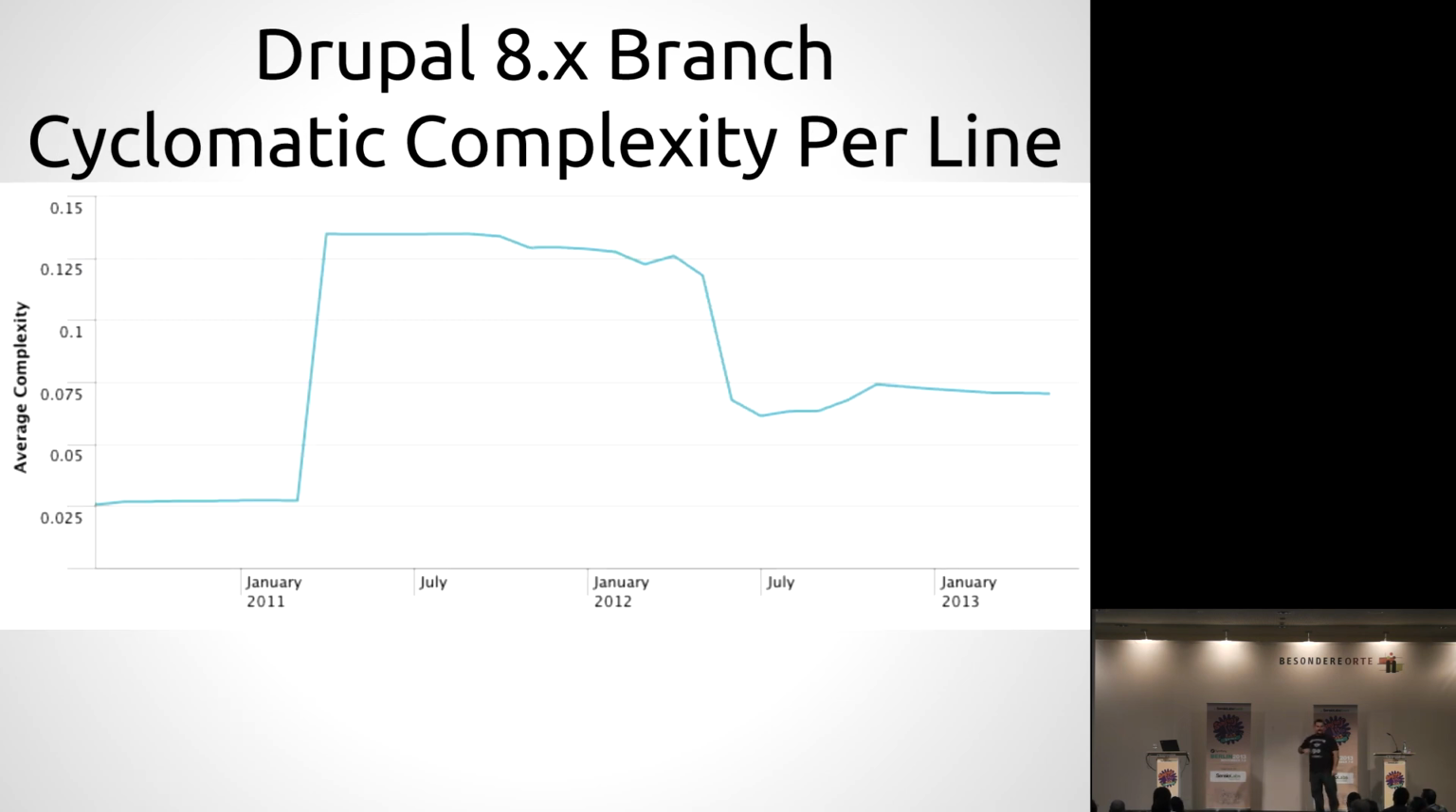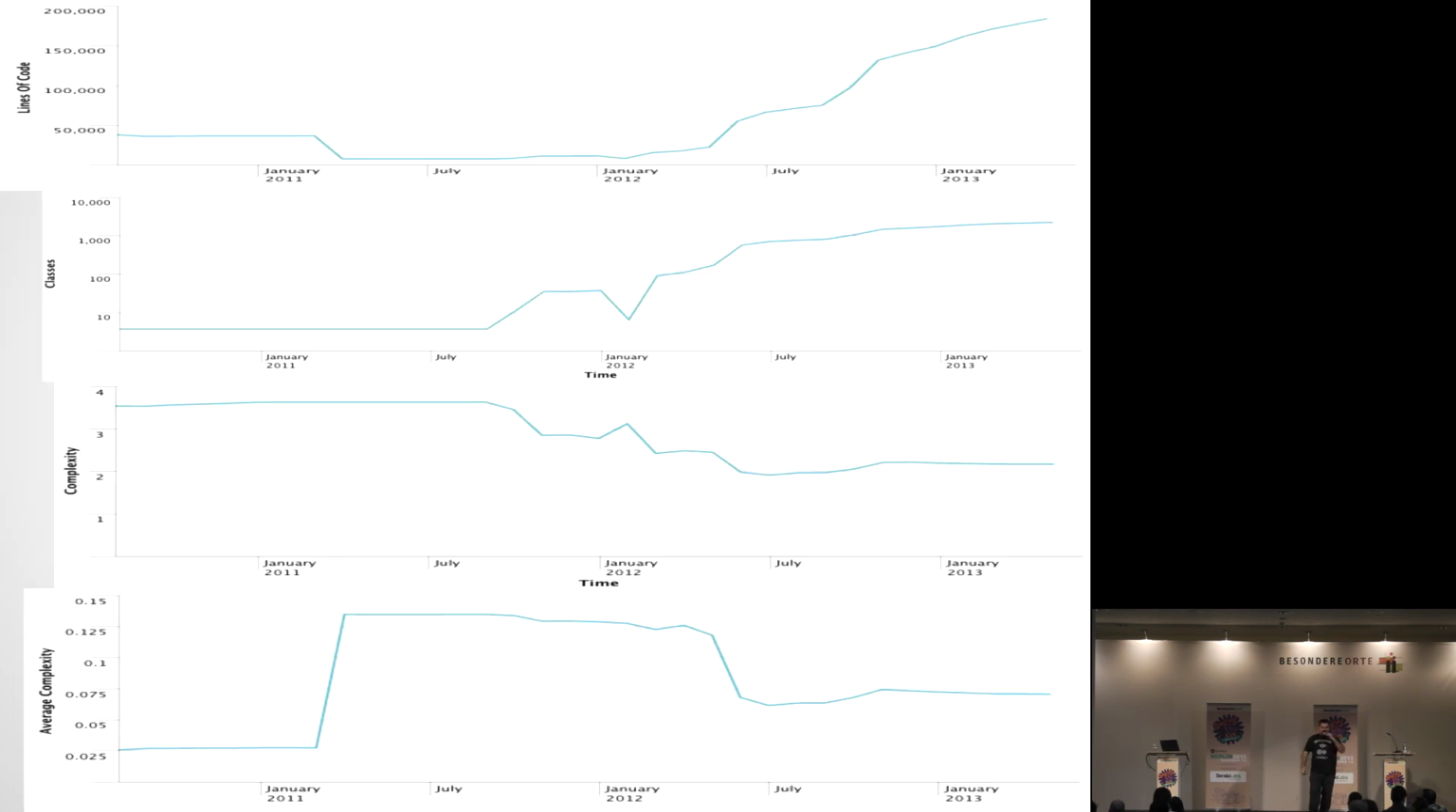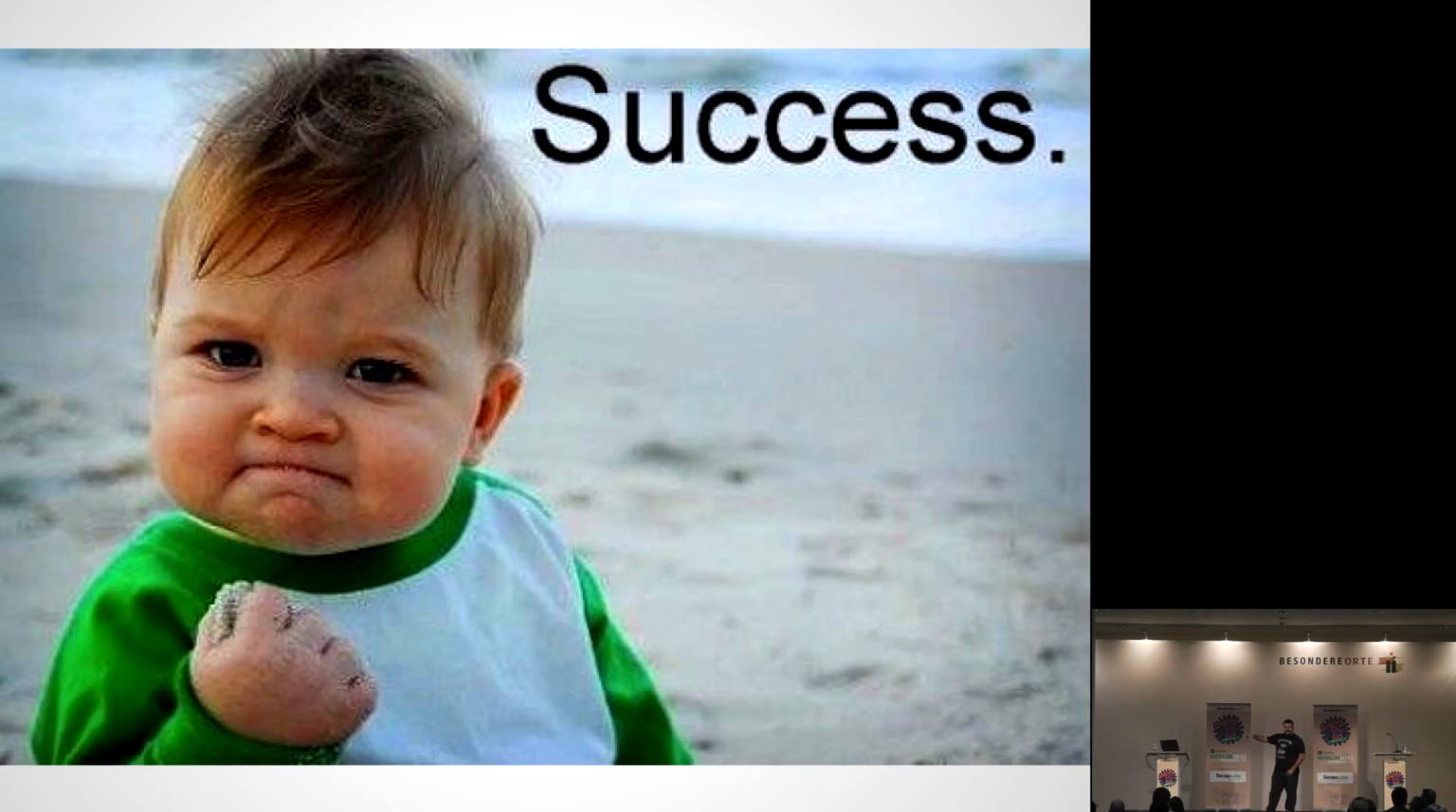Cyclomatic complexity per line paints a similar story. We get really complex, and then it drops. And over time, you can see as development happens, it bumps up and down, but the overall trend is definitely significantly downward. And when we stack these graphs together, we paint this really pretty picture of ridiculously fast-paced development, but complexity gets lower. This is awesome. This is what we define as success.